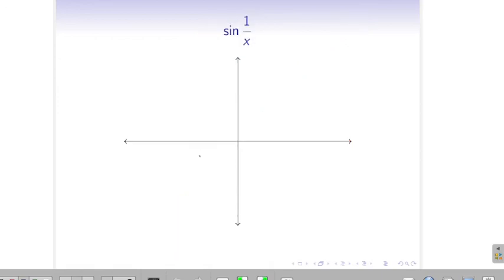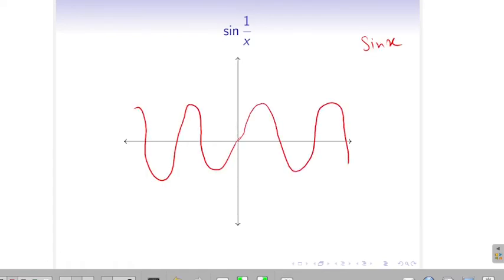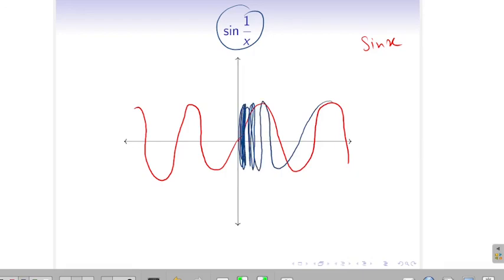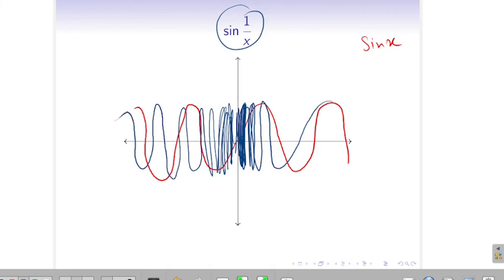Next graph is sine 1 upon x, one of the very interesting graphs. Again, let me draw the graph of sine x first. The graph of sine x is like this, and the graph of sine 1 upon x will be something like this. It will remain okay outside, but as it comes closer to the y-axis, the waves become very tight, and as you go far, the waves start becoming normal.